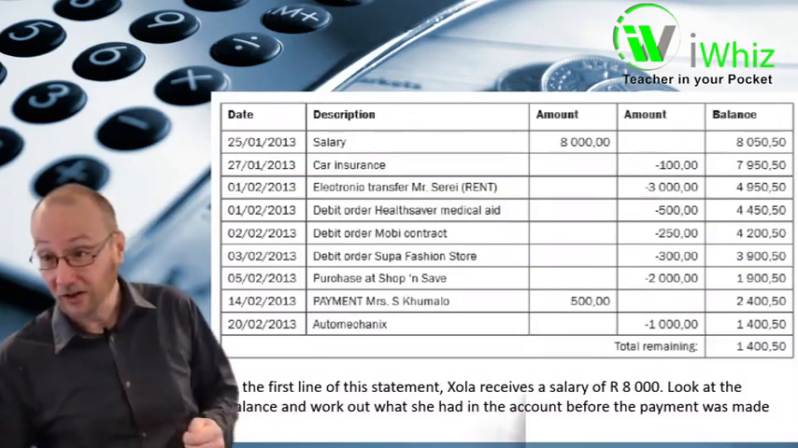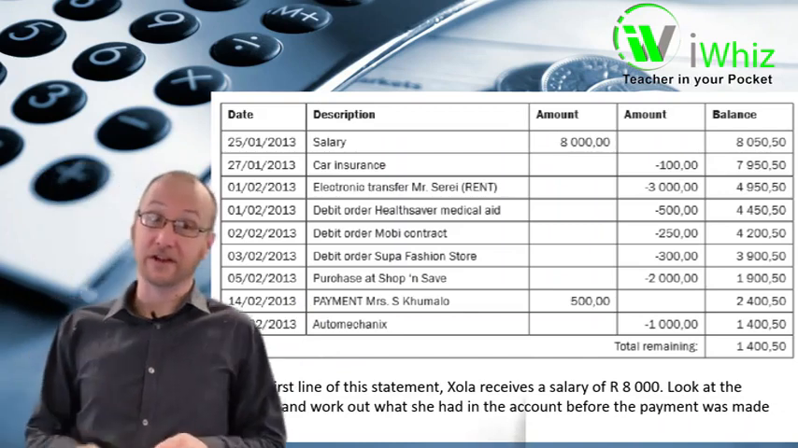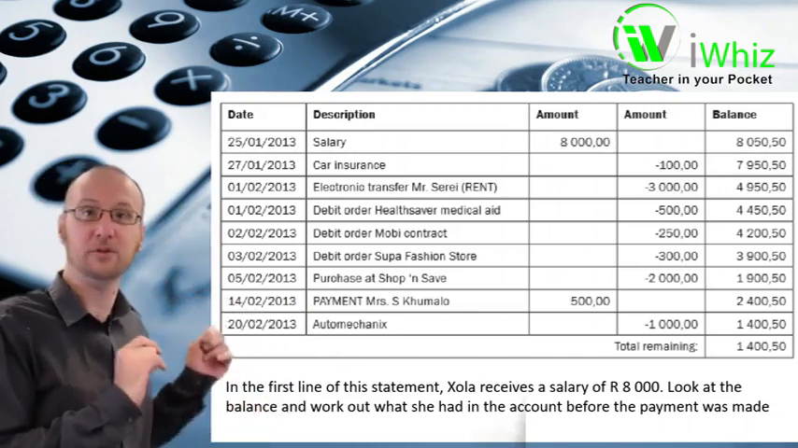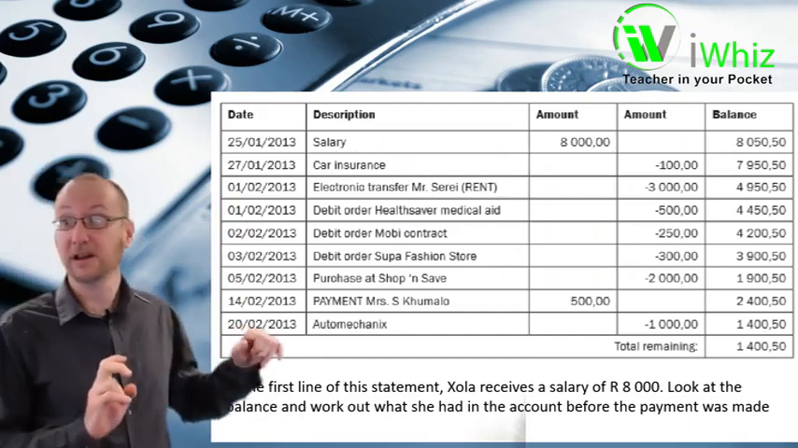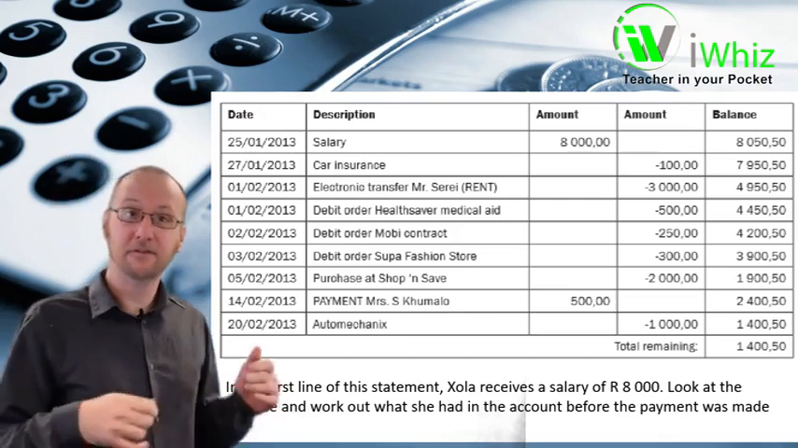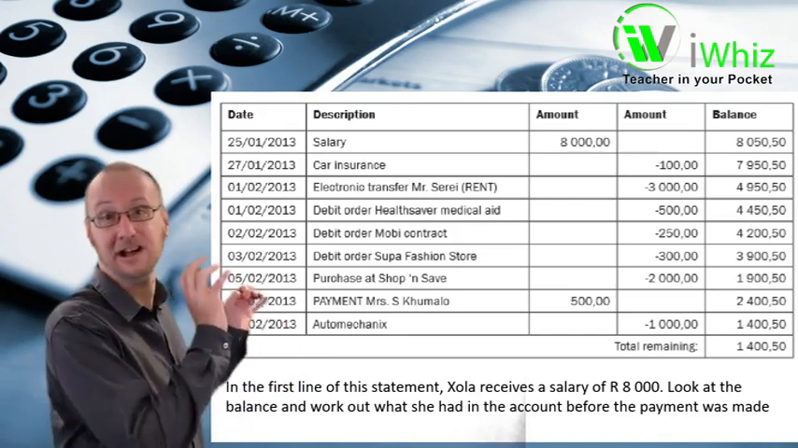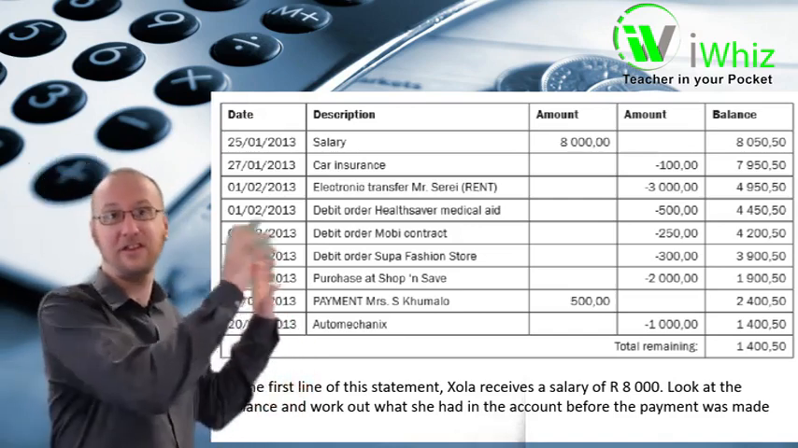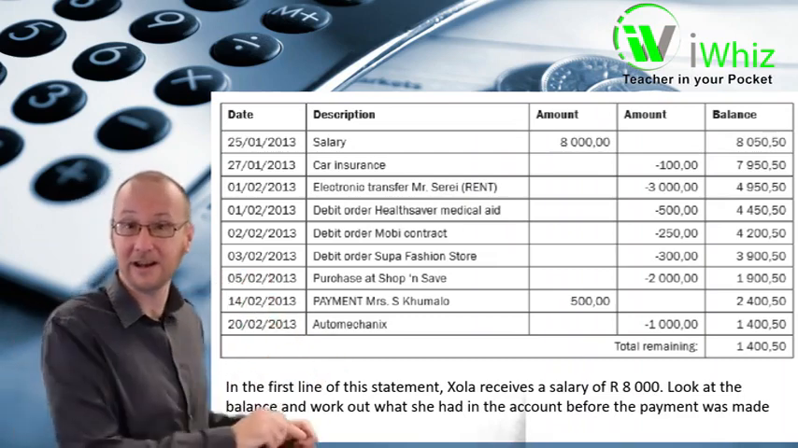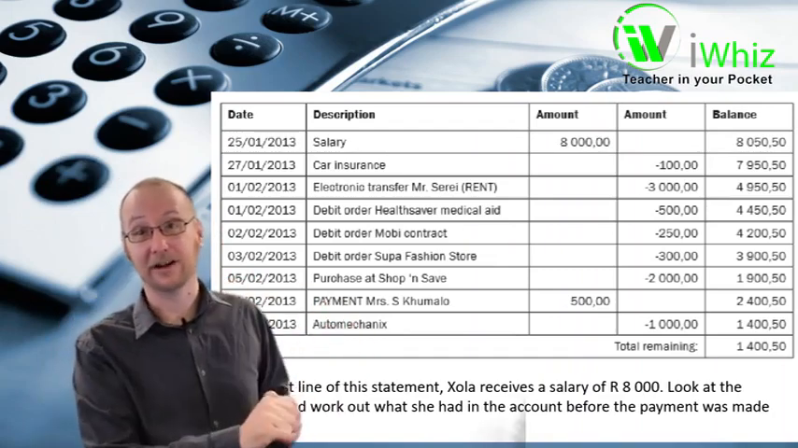Okay, next it says, in the first line of the statement, Ngola receives a salary of 8,000 Rand. Look at the balance and work out what she had in the account before the payment was made. Well, if we have a look, we find out that after she receives a salary, she has an amount of 8,050 Rand and 50 cents. So, to work out how much she had in the account before being paid, we just go 8,050 Rand 50 cents minus the 8,000 Rand salary. So, before she got paid, she had 50 Rand and 50 cents in her account.